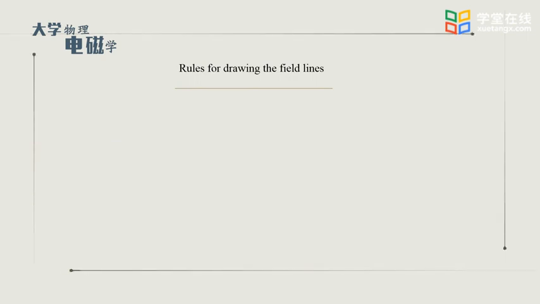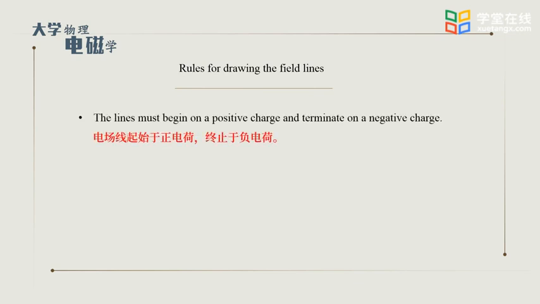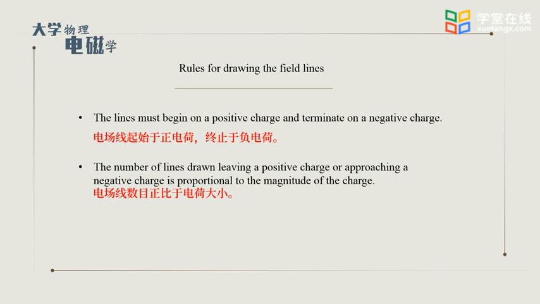To visualize the electric field by drawing the lines properly, some rules for drawing are required. Firstly, the lines must begin on the positive charge and terminate on the negative charge. Secondly, the number of lines drawn leaving a positive charge or approaching a negative charge is proportional to the magnitude of the charge. In the case of an excess of one type of charge, some lines will begin or end infinitely far away. Thirdly, no two field lines can cross.